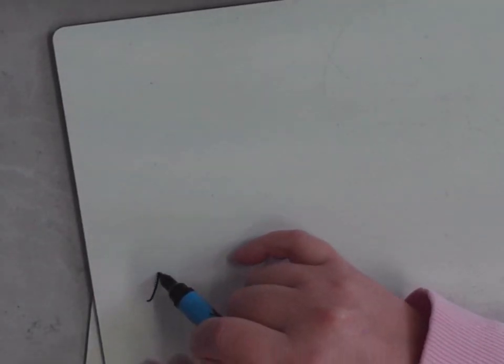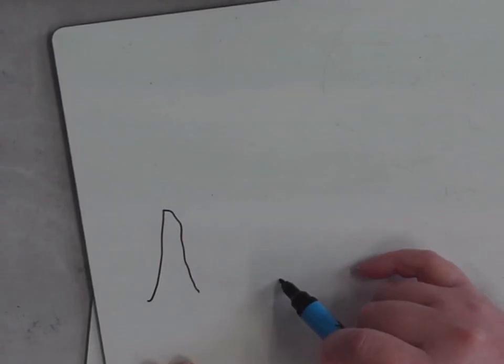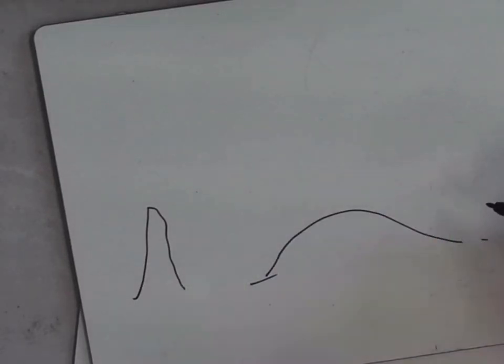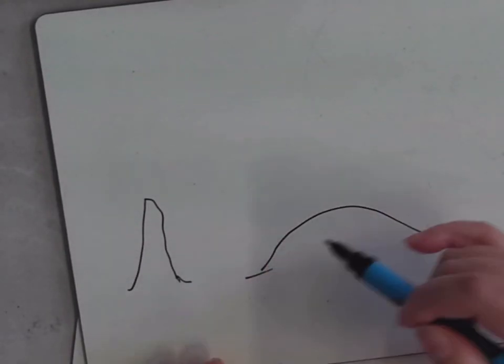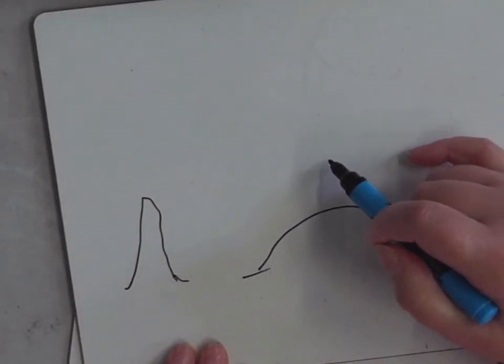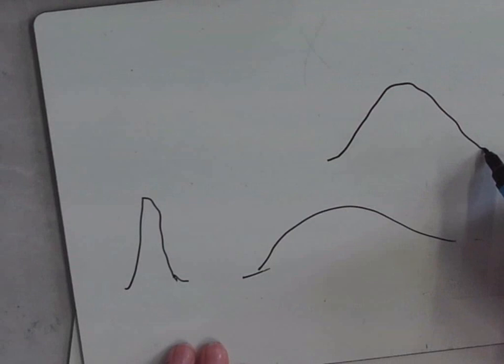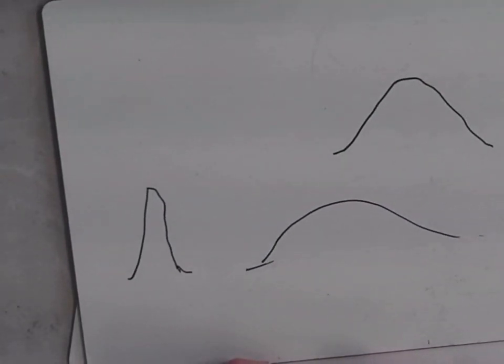Sometimes, girls, it could be very tight, like that. Sometimes it could be very spread out. But the premise is the same: there's very few small, most people are in the middle, and then it gets small again, and it's completely symmetrical.